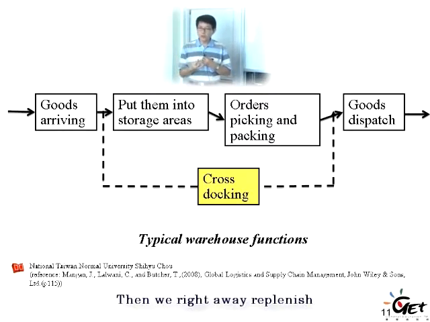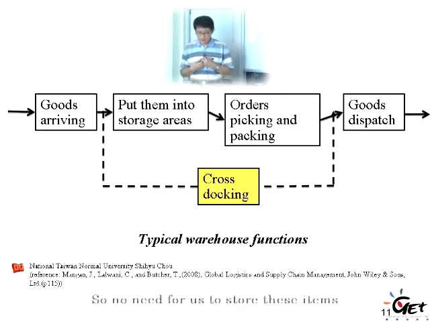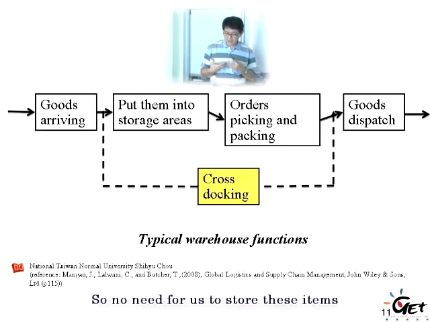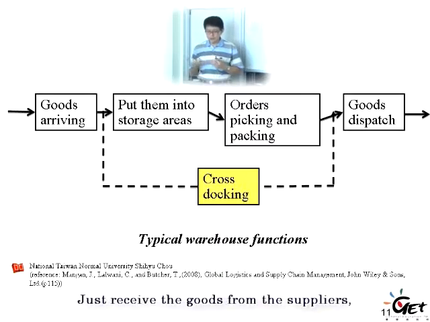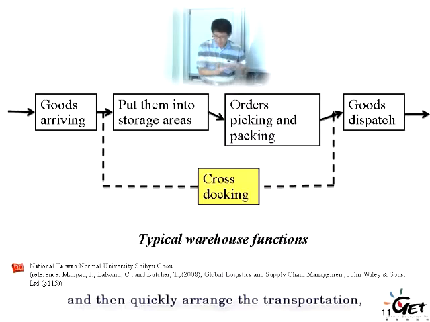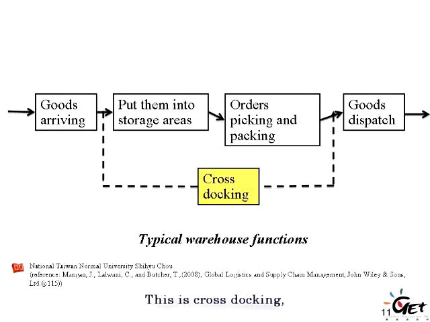Then we have to right away replenish these items for the retailers, right? So there's no need for us to store these items in, say, distribution centers or warehouses. You just receive the goods from the suppliers, from the manufacturers, and then quickly arrange the transportation and move them to the retailers. So this is cross-docking.